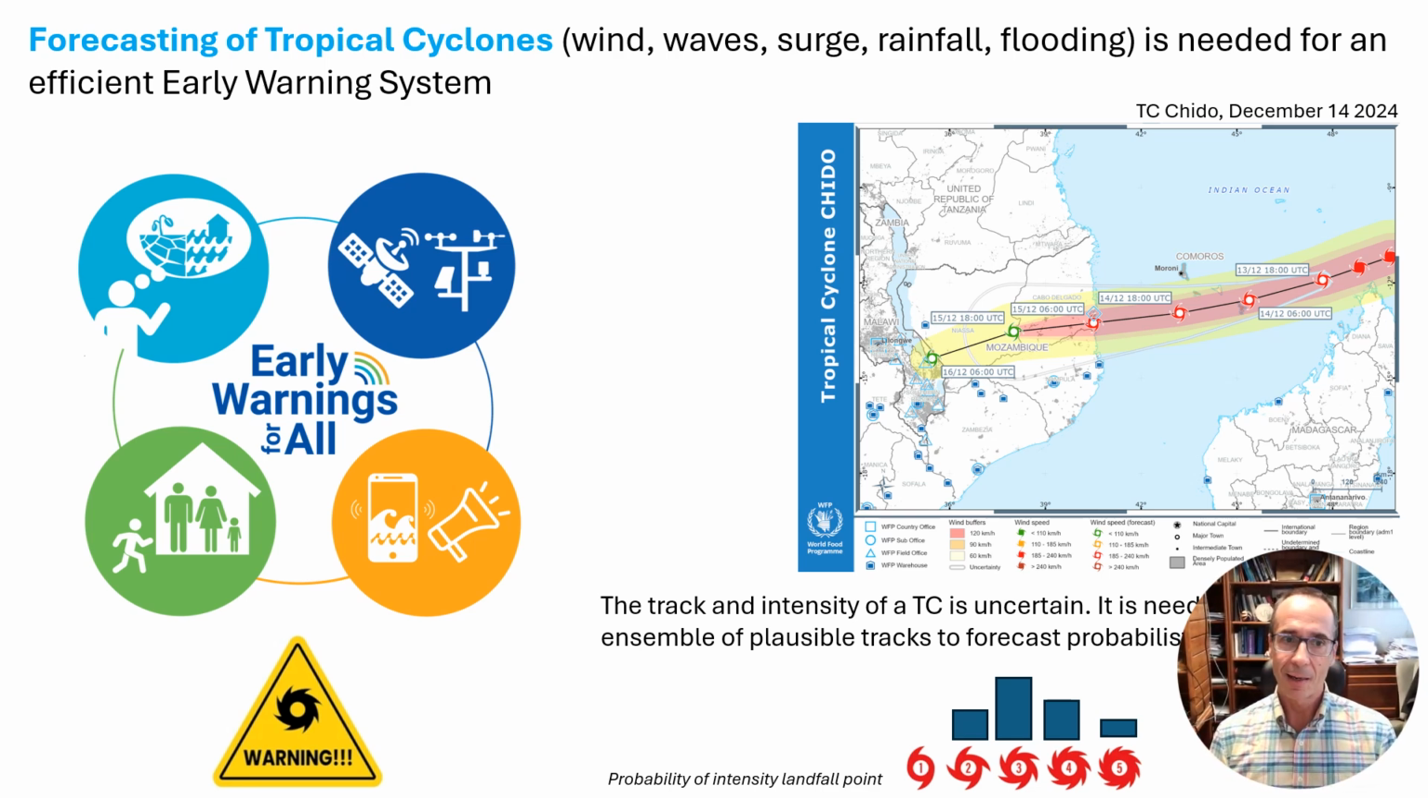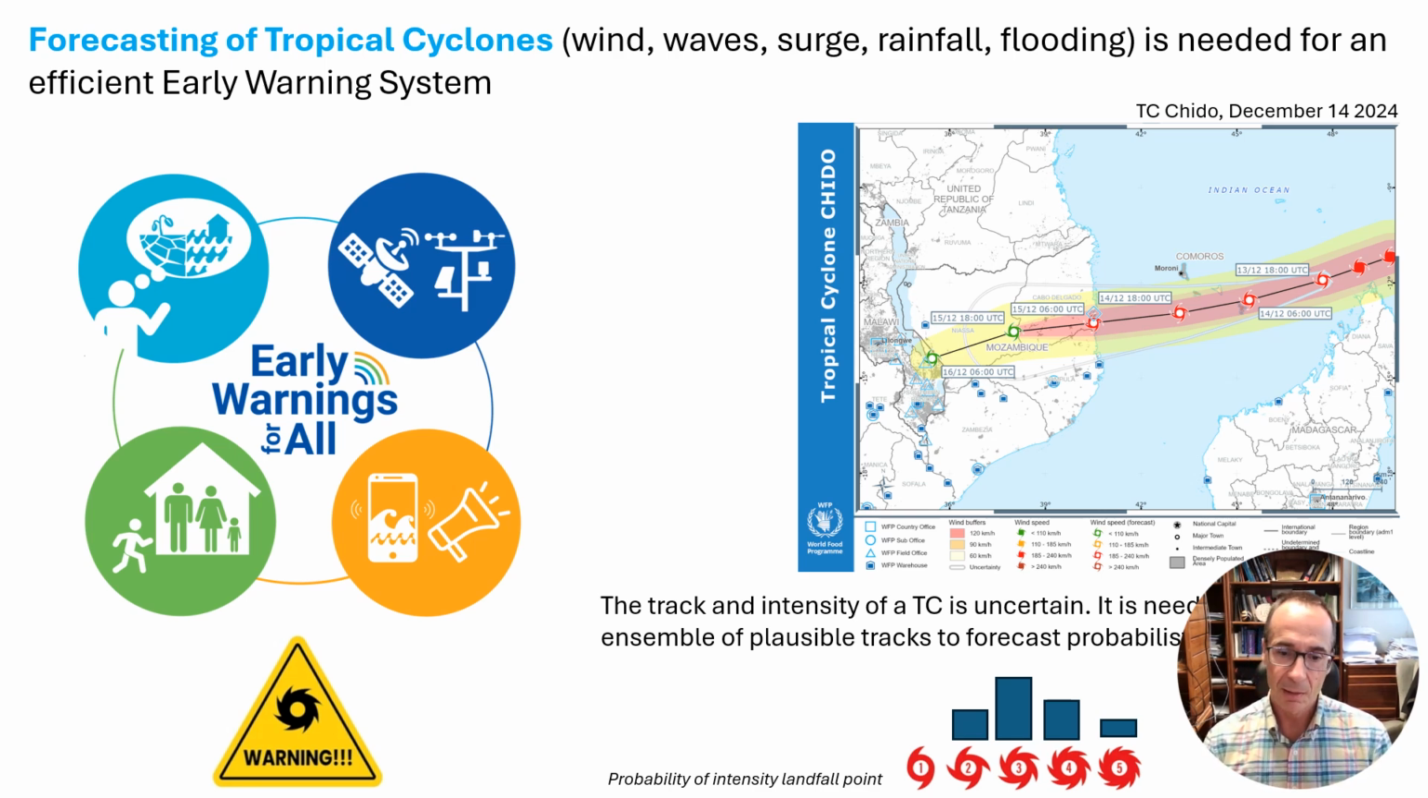efficient early warning system. Besides, the track and intensity of a tropical cyclone is uncertain, so it is needed to do an ensemble of plausible tracks to forecast probabilistically the effects at the coast. So here you see an example of this envelope of the possibilities of wind intensity of TC Chaido hitting Mozambique.